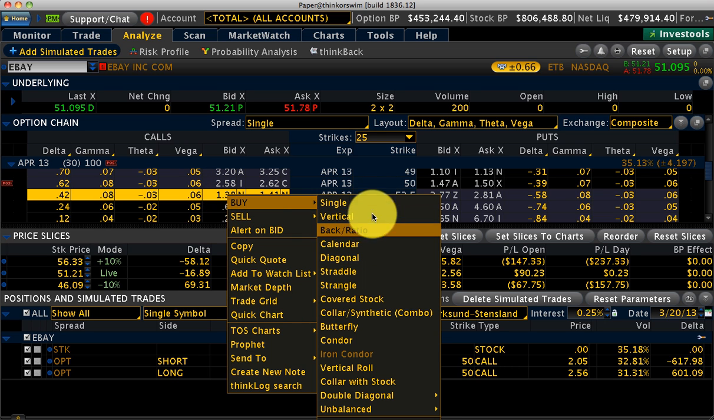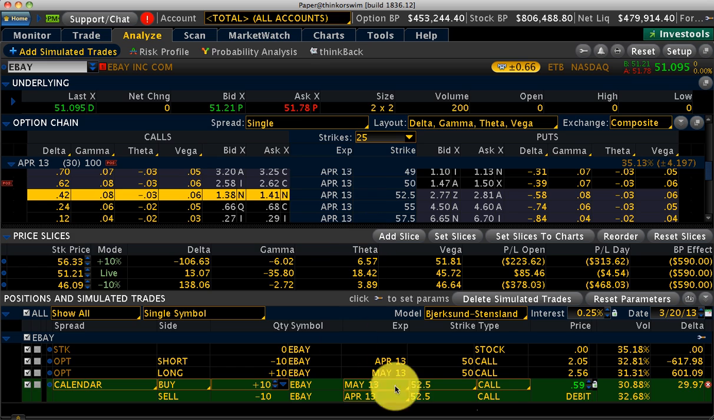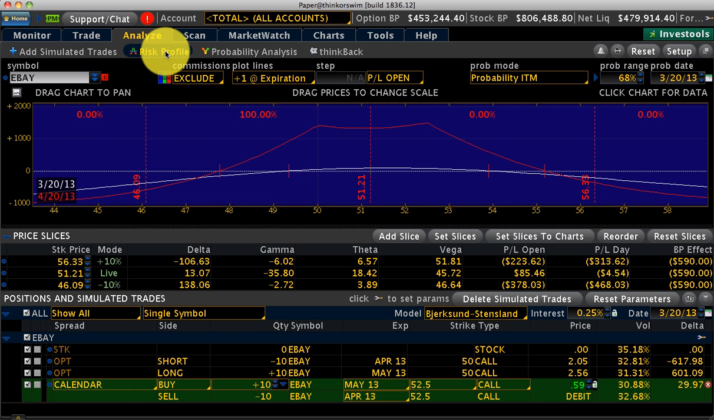So let's buy the calendar, and we're going to pay 59-cent debit. So we're going to pay $590 additional for this trade. All right, so we would have a second calendar at the 52. We're going to sell the April and we're going to buy the May. And you keep the contracts the same as 10 contracts. So let's see what this does to our risk profile.